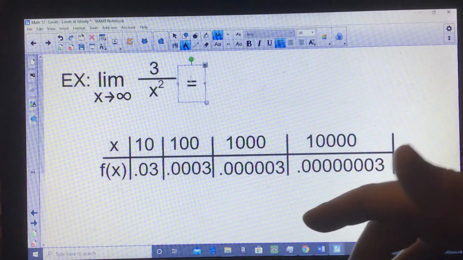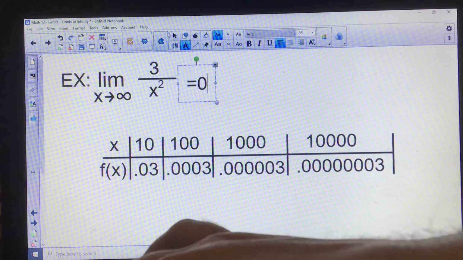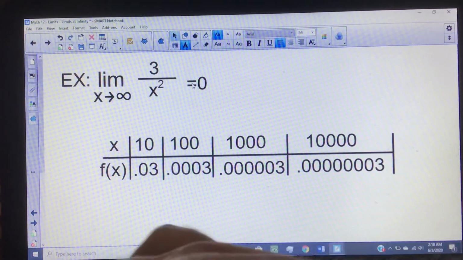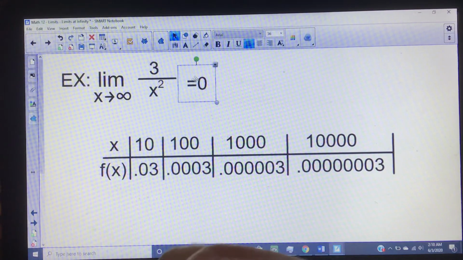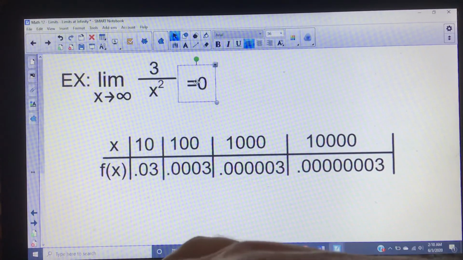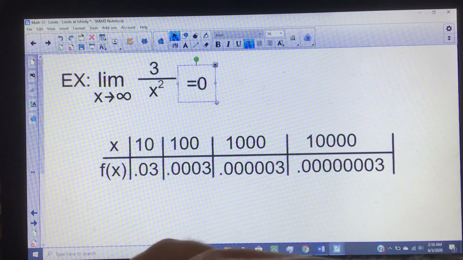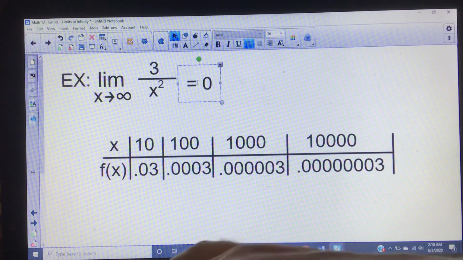There we go. Took long enough. So the answer to this would be that this equals 0. Man, doesn't want to cooperate. There we go. All right.